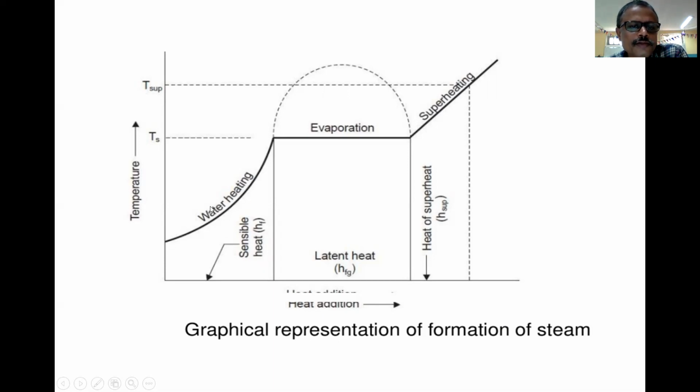Continue heating, that is, water heating is continued. You will reach saturation temperature. Then there is evaporation. During evaporation, the temperature remains constant. After evaporation is fully completed, the temperature then increases. You have got superheated steam. Here you have got wet steam in this zone.